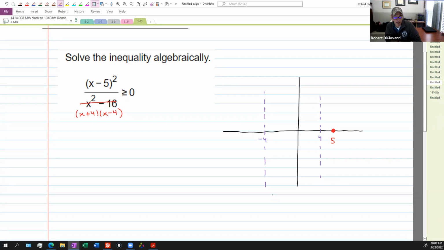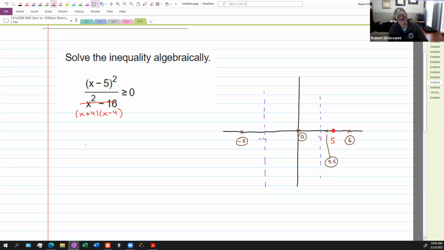And that means I'm going to have 4 test points. Something over to the left of -4, like -5. Something between -4 and +4. So I'm going to pick 0. This one's going to suck. I've got to pick something between 4 and 5, like 4.5. And then something to the right of 5, so something like 6. And I've got to test each of these. All right, I've got to figure out what's happening.